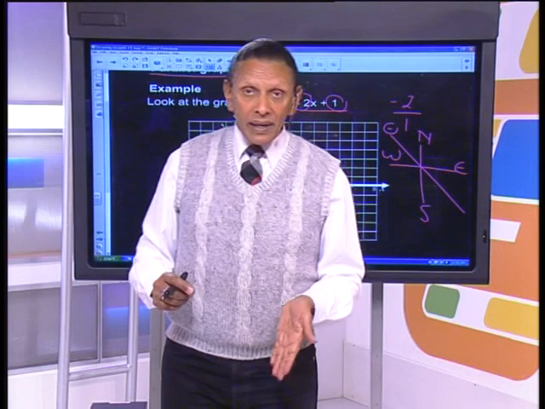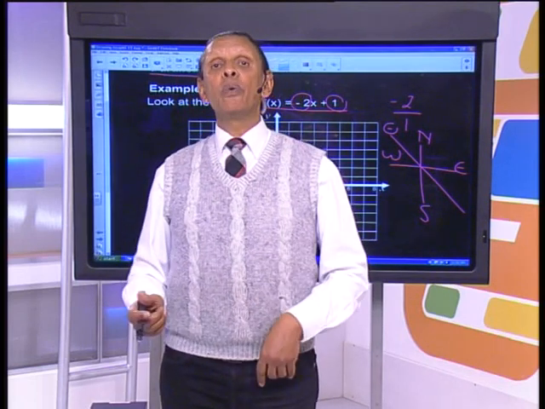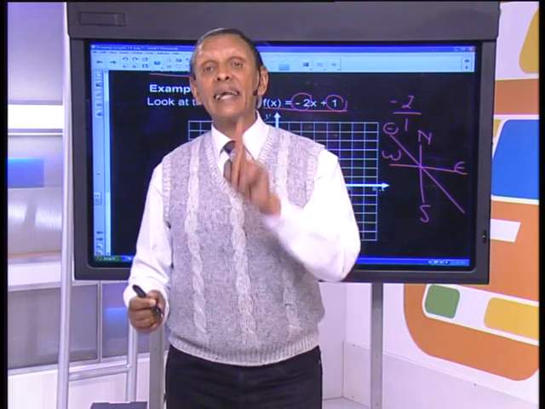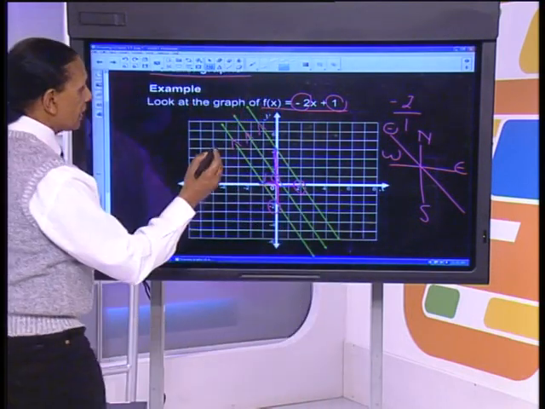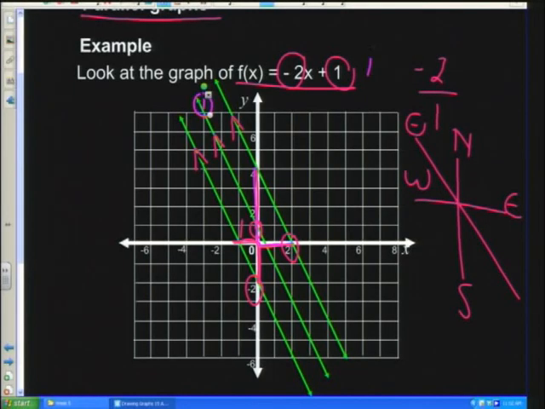So let me repeat. If lines are parallel, they will have different y-intercepts. However, they will have the same gradients. So in other words, remember this was our graph number 1, and this was its equation.